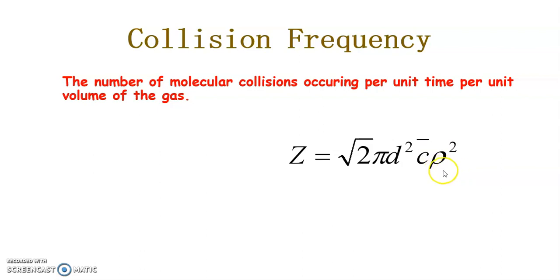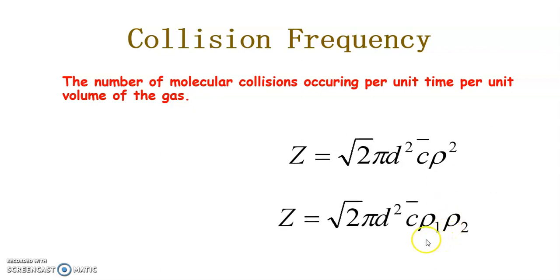That is collision between two molecules. For more clarity, if we take two types of molecules, for a nitric oxide system, NO, rho 1 is the number density of N and rho 2 is the number density of O. Then Z will be root 2 pi d square C bar into rho 1 rho 2. Two molecules undergo collisions.